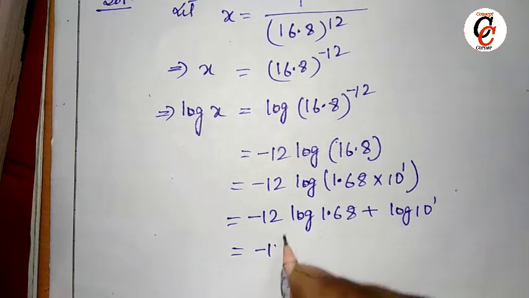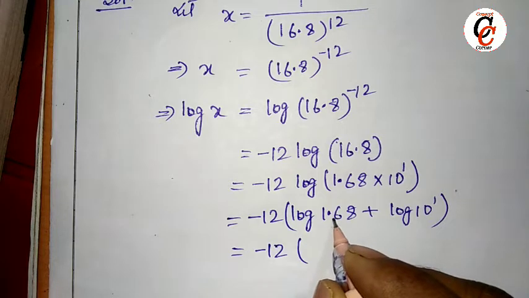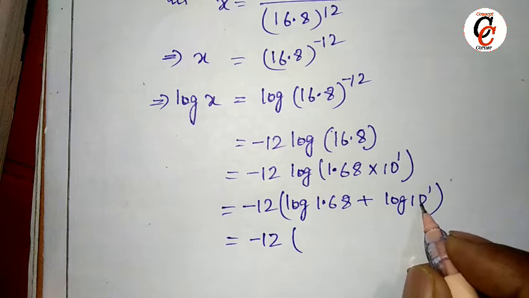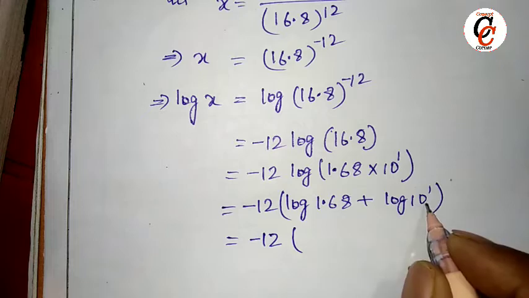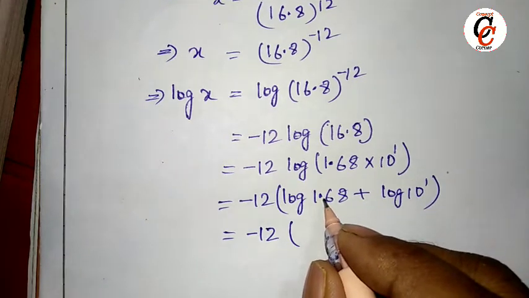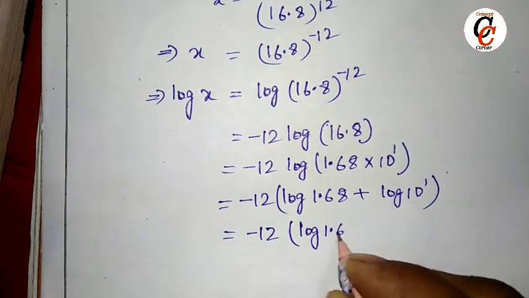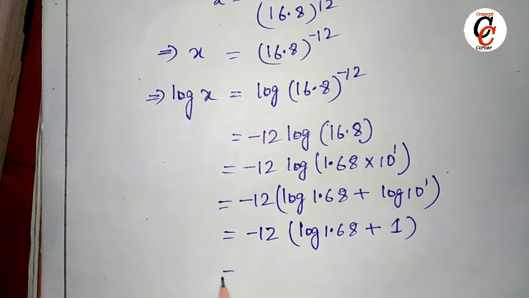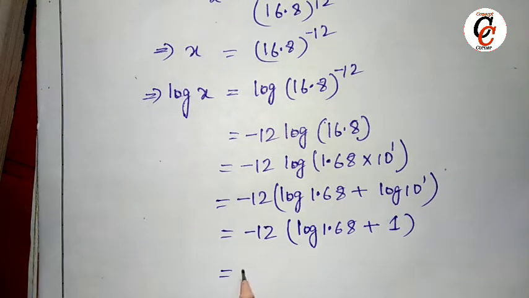So minus 12 log of 1.68 plus log of 10. Log of 10 means 1, and log of 1.68 we have to find the value from the logarithmic table. So here log of 1.68 plus 1. This 1 is the characteristic and this is the Mantissa part which we have to find from the log table. So let's use the log table.